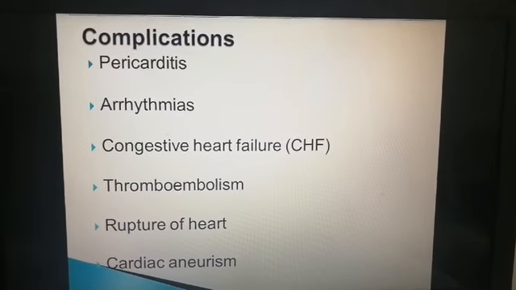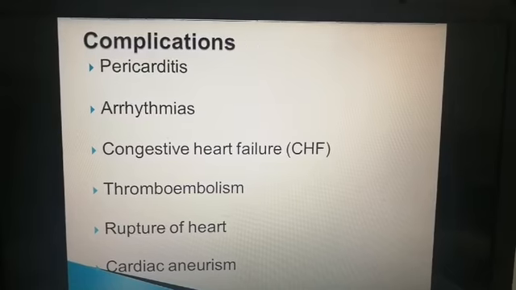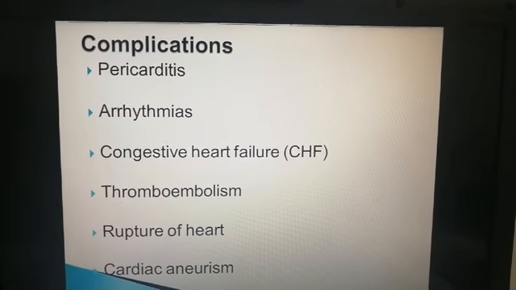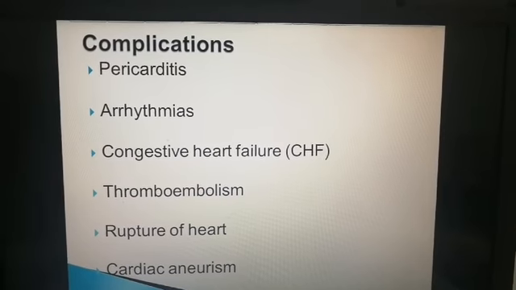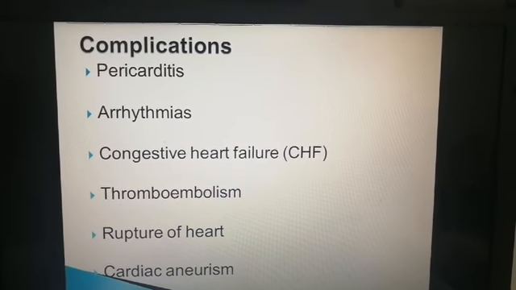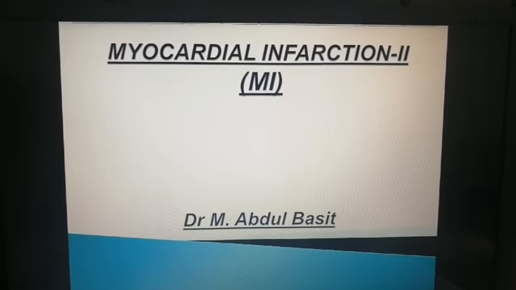Then complications: pericarditis, arrhythmias, congestive heart failure, thromboembolism, rupture of the heart, cardiac aneurysm. These are the complications. And this is the second part, which we will discuss in the next lecture.